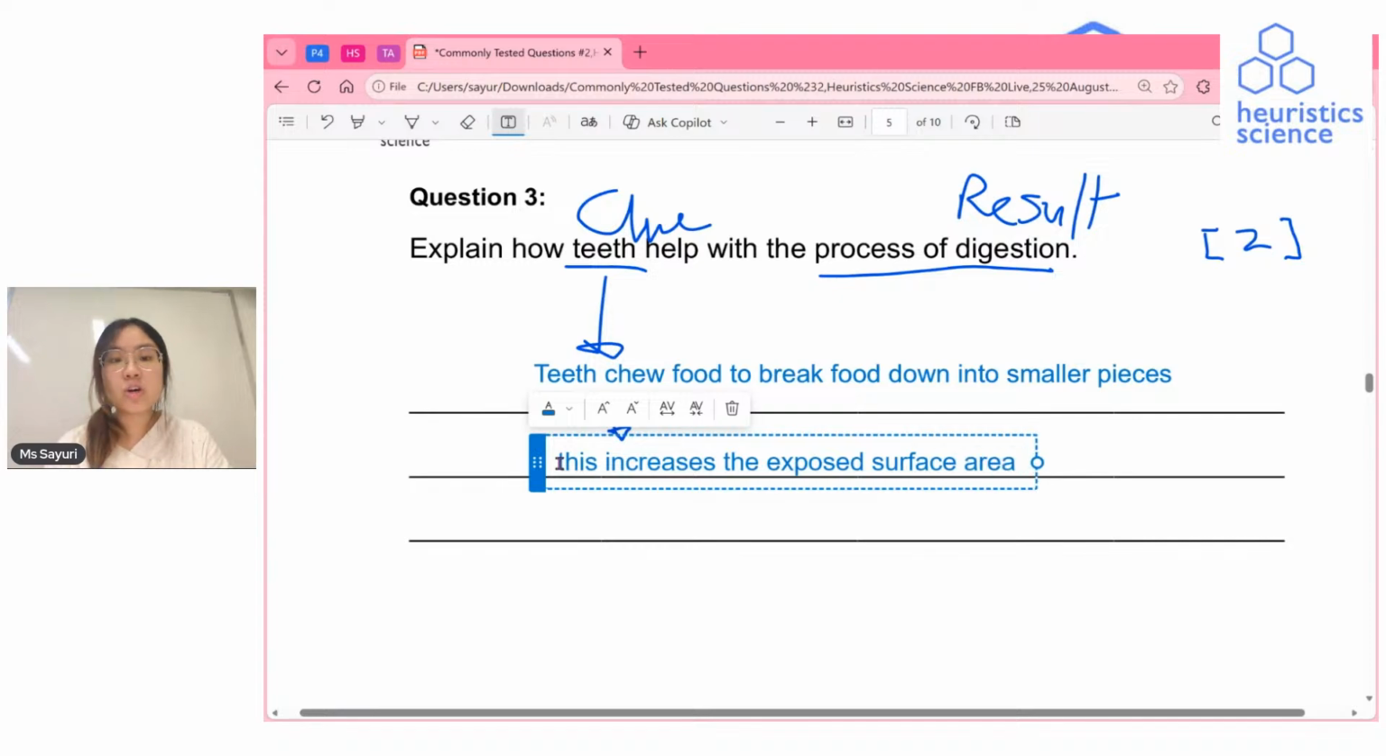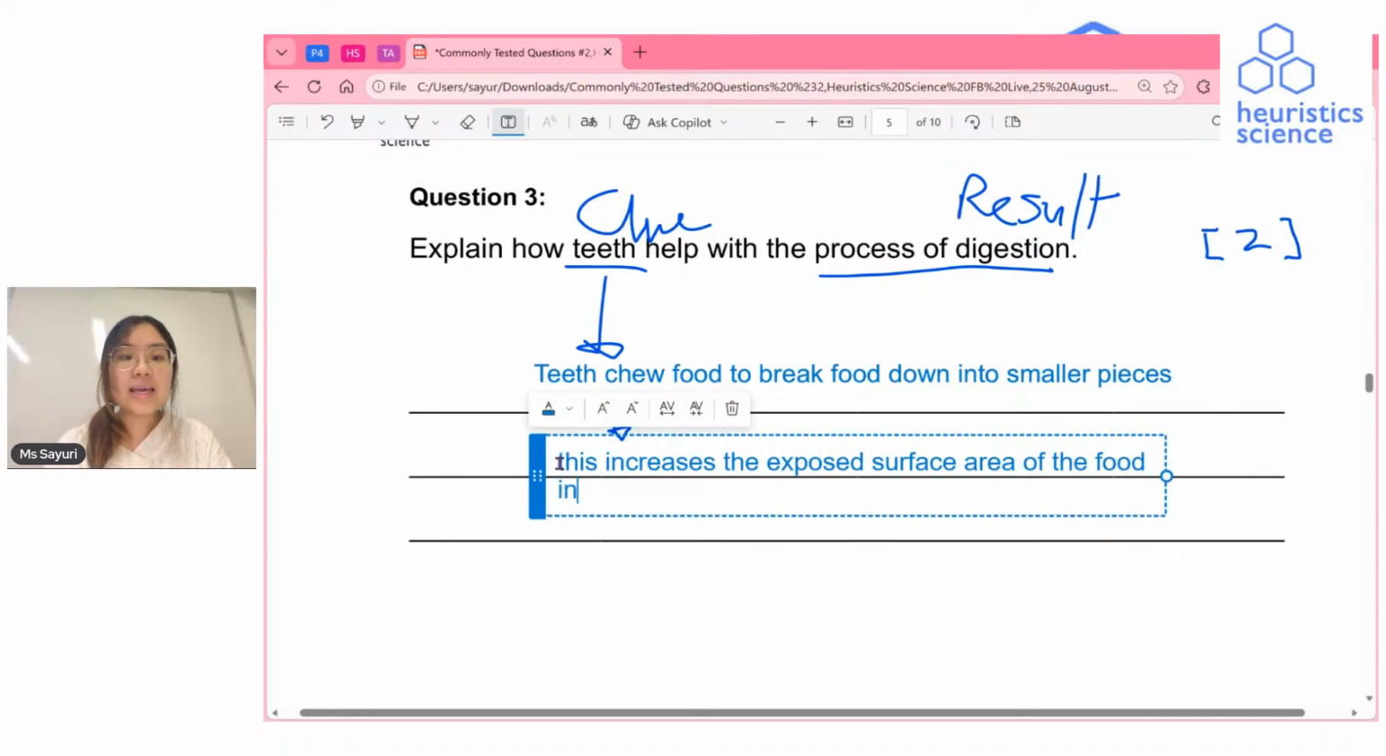Now, don't stop here. Exposed surface area of what? Of the food. Don't stop here. In contact with digestive juice. So that means the digestive juice must touch the food. And if it's smaller, there's more parts of the digestive juice touching the food.